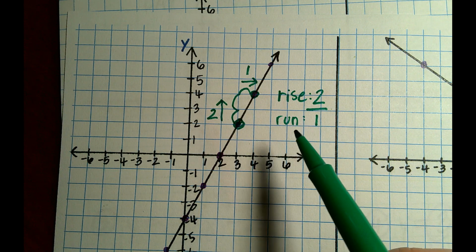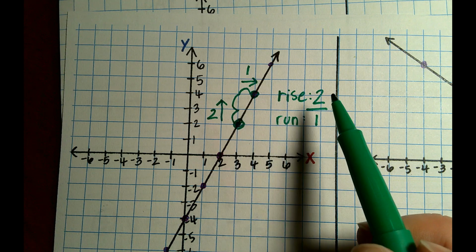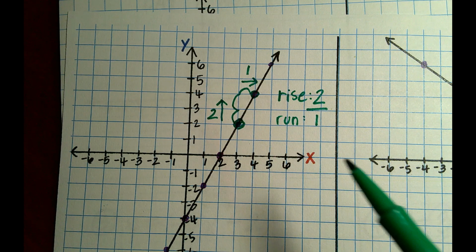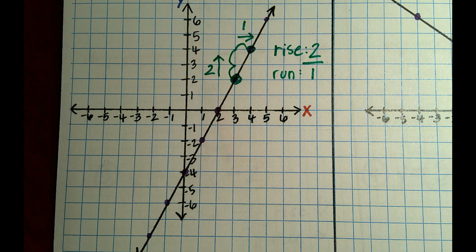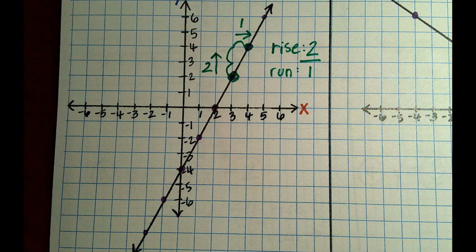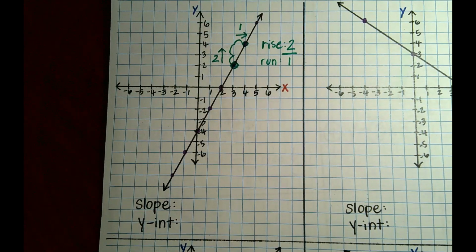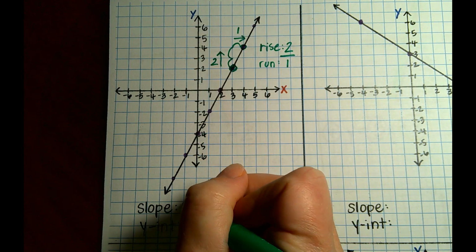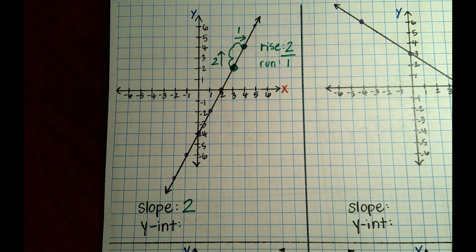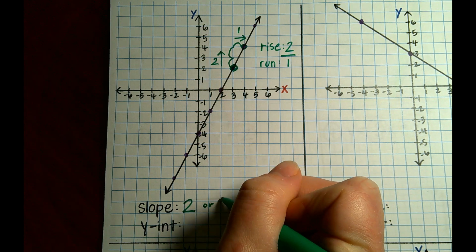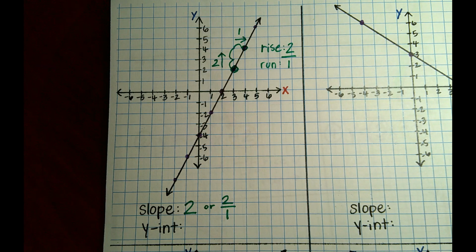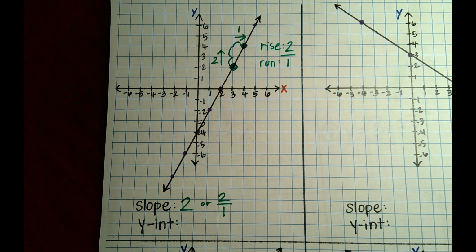It's 2. We went up 2, we went over 1. So our slope is 2 over 1, or we can just say 2. However, if you wrote 2 over 1, that's not incorrect. That's also right. So for our slope, it is 2 or 2 over 1. Both are correct. So we've already got our slope.